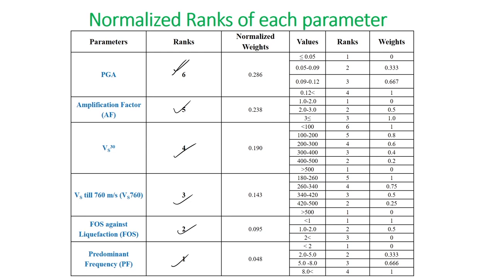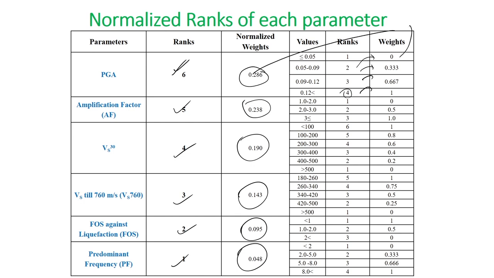So, the normalized weight, taking all other parameters, is what is the normalized weight corresponding to PGA. There are different methodologies; I am not highlighting any methodology here. Again, these are the normalized weights corresponding to all 6 parameters, very similar to the ranks given here. For example, the PGA value for Lucknow varies from 0.05 to maybe 0.12. This PGA value is divided into different ranges, and the higher the PGA, the higher the rank. The entire range of PGA is divided into 4 categories, and we can find the relative weight corresponding to each of these categories.